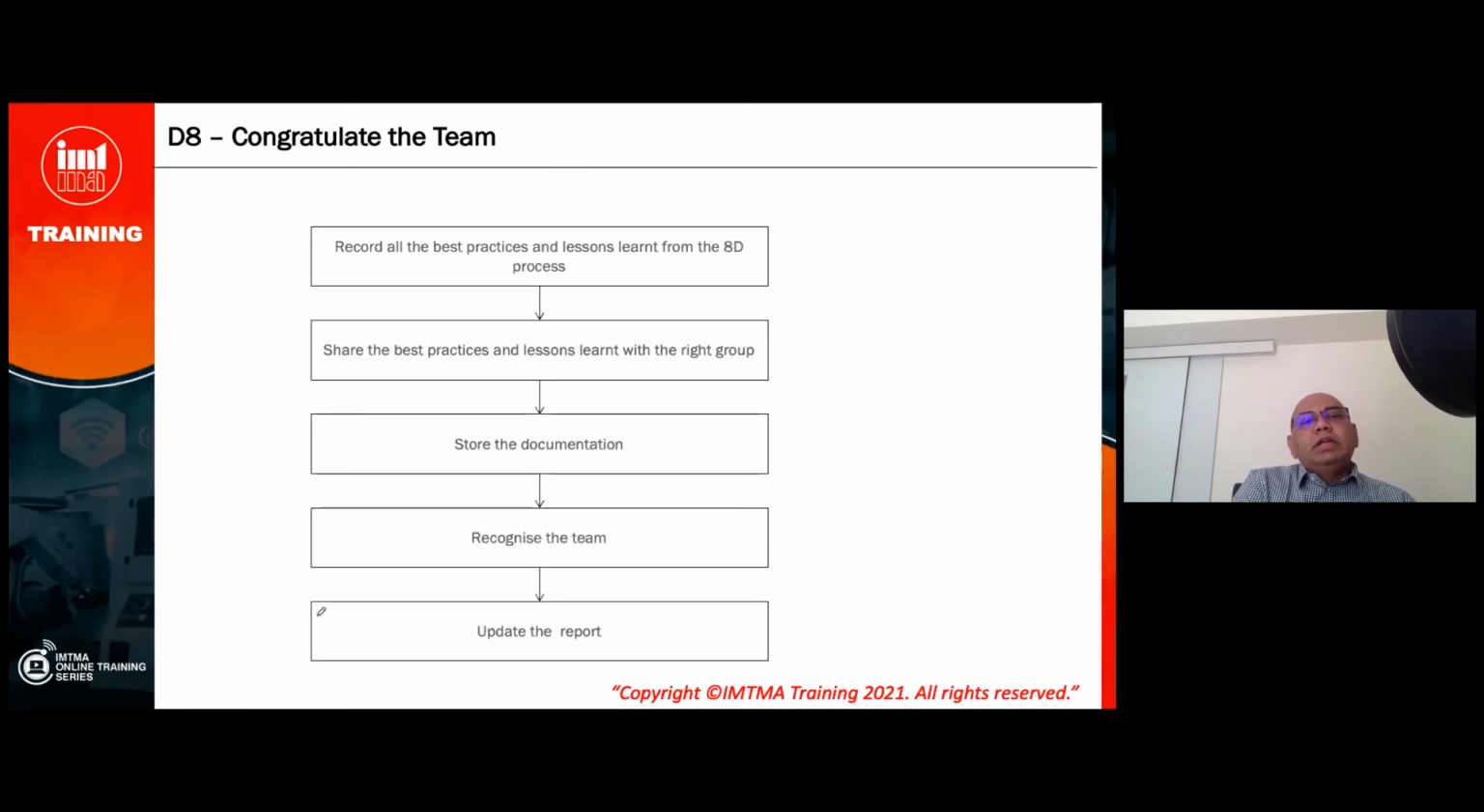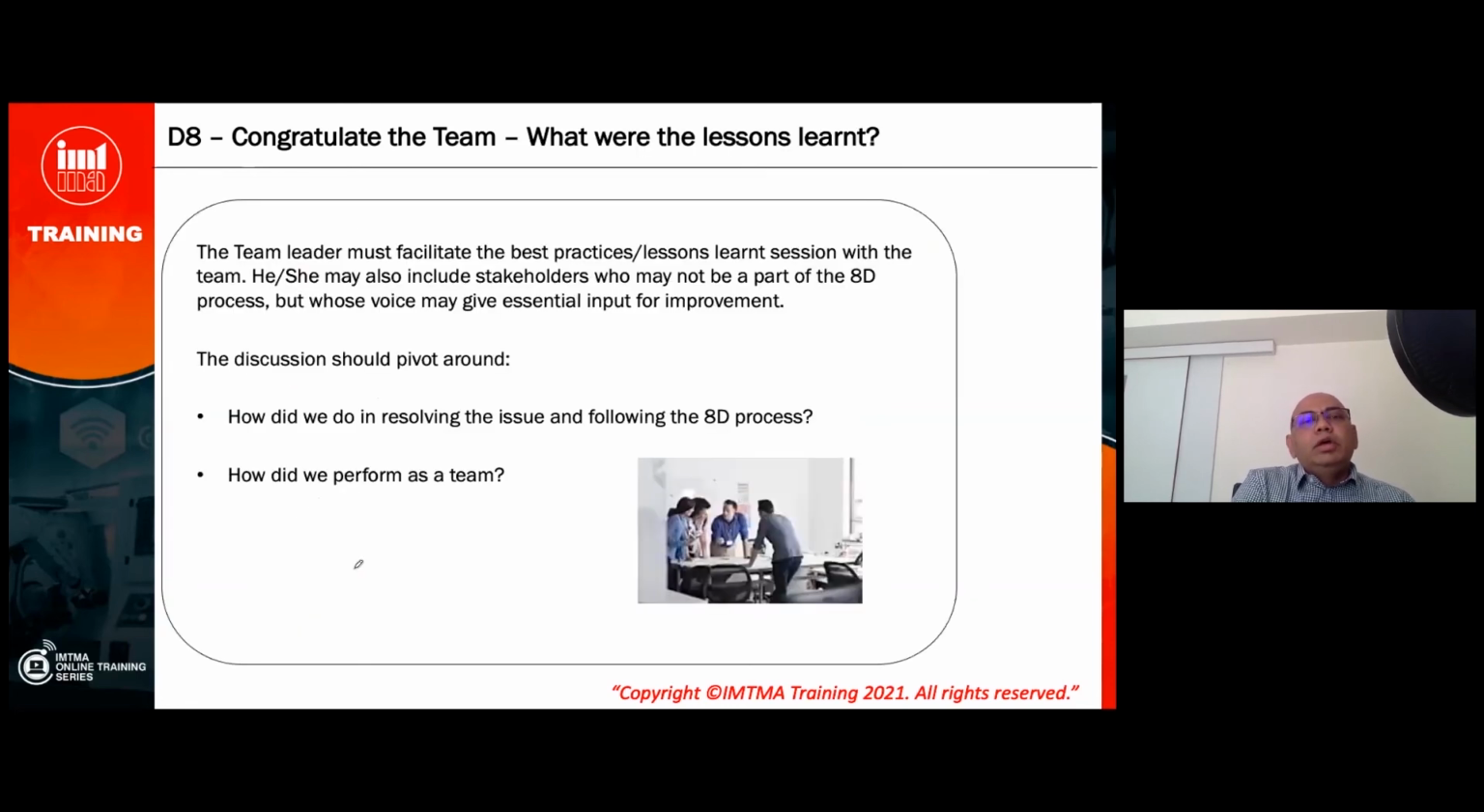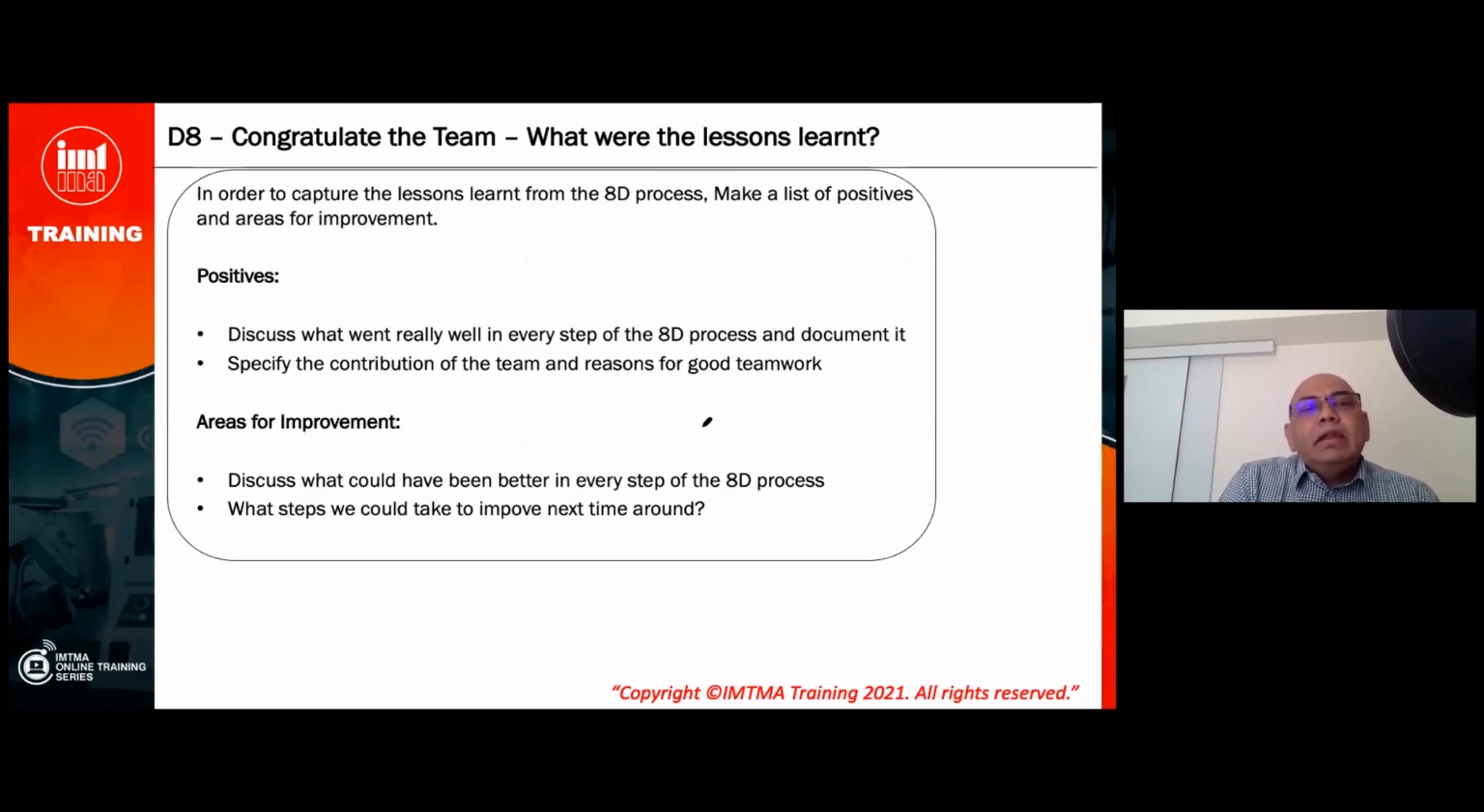Finally, it is about congratulating the team, which is recording the best practices and the lessons learned from the 8D process, sharing the best practices with the right group, storing the documentation, recognizing the team, and updating the report. So what you should do is, you call everybody after the implementation of D7 and the results have been sustained. You have to ask two questions as a facilitator: how did we do in resolving the issue and following the 8D process, and how did we perform as a team? What were the positives and what are the areas for improvement?